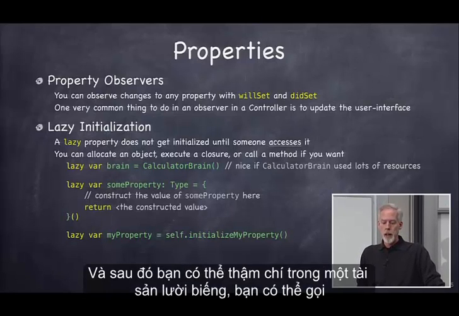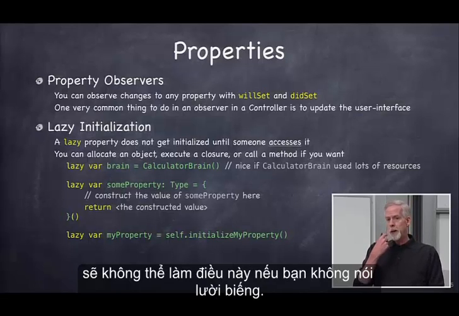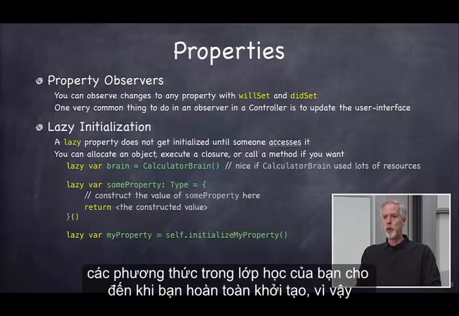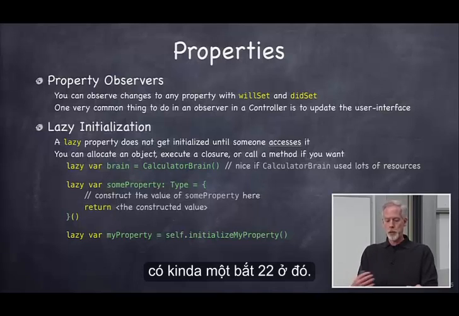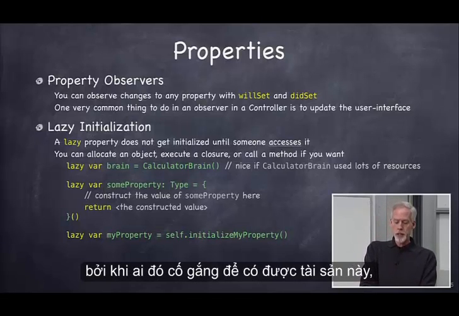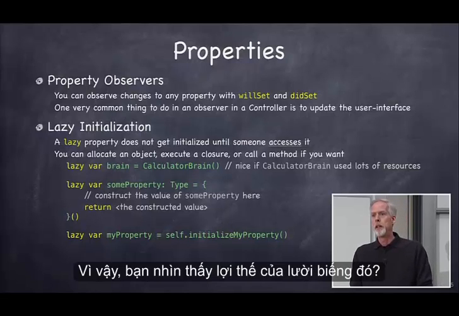Okay? And then you can even, in a lazy property, call a method to initialize it because normally you wouldn't be able to do this if you didn't say lazy, because you can't call any methods in your class until you're fully initialized. So there's kind of a catch-22 there. But in this case, by the time someone tries to get this property, you'd be fully initialized. So you can call methods. So you see the advantage of lazy there?